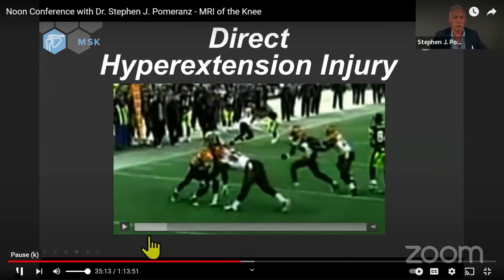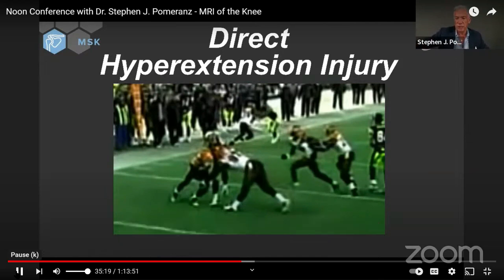Straight direct hyperextension. These can be pretty nasty. If you stick your leg out under your desk, wherever you're sitting, you'll feel a little pressure on the back of your knee. So if it's a really violent straight hyperextension, you can injure the back corners and the back capsule. But much of the time, the only thing you're going to see is a microtrabecular fracture in the anterior femoral rim and the anterior tibial rim.